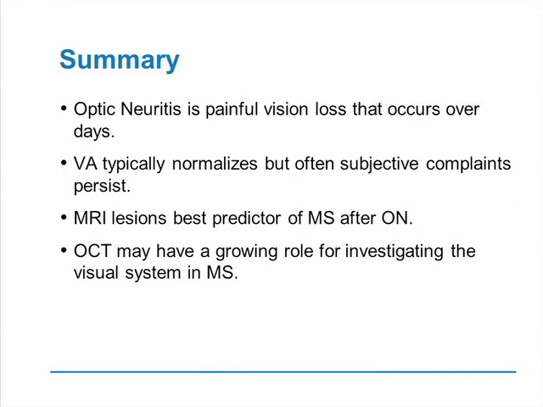In summary, optic neuritis is painful vision loss which occurs over days. Visual acuity typically normalizes, but often subjective complaints persist. MRI lesions on brain MRI scan are the best predictor of MS after optic neuritis, and OCT may have a growing role for investigating the visual system in MS, in some cases used to help make treatment decisions, in some cases being used most commonly in a research setting.